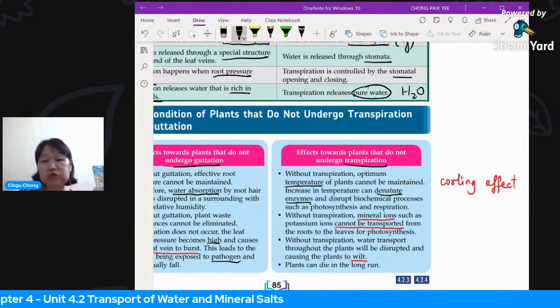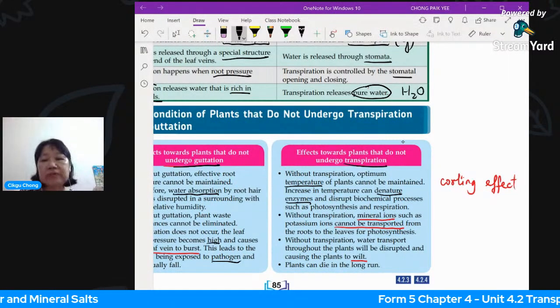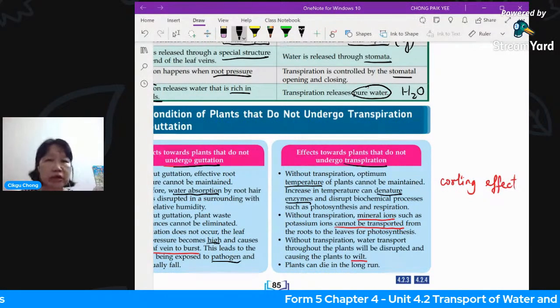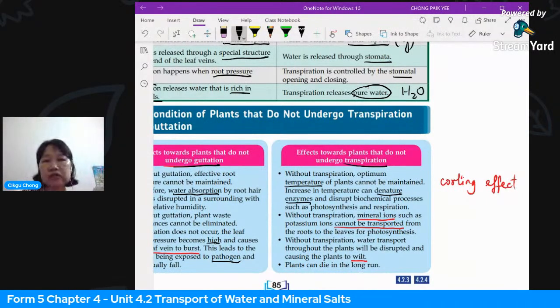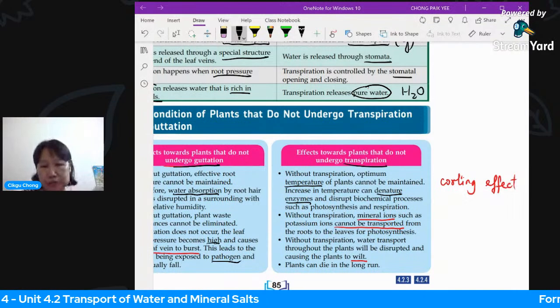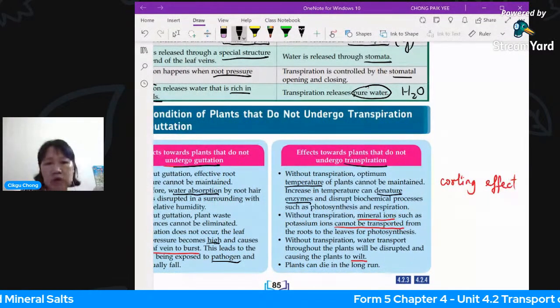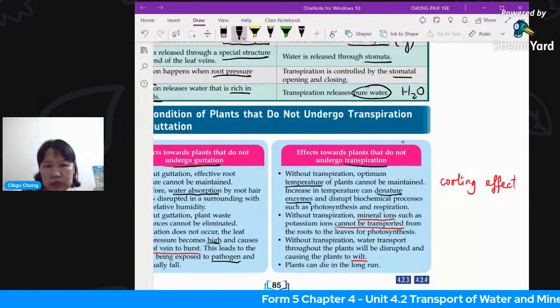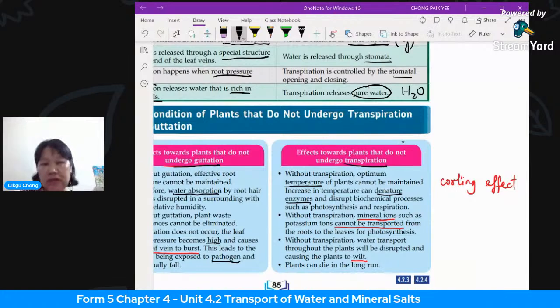It's taken too slowly. Okay, without transpiration, also mineral ions cannot be transported. Number one, it cannot go into the root, and the root will not be able to push it up into the plant, into the cells, so the plant will not get these minerals. So it helps in water absorption. So without transpiration, water transfer will be disrupted. There's no water entering the cell, and the plants will die.